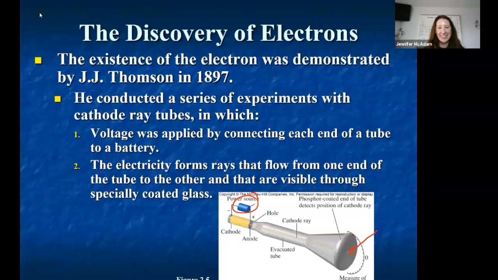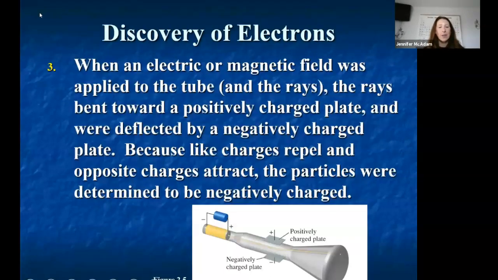Seeing some of you guys already figured this out. Okay, so what he did is he put a positive plate on the top and a negative plate on the bottom. And when he did the same thing with the electricity, you can see now it bent towards the positive plate because he could see it on that specially coated glass, right?